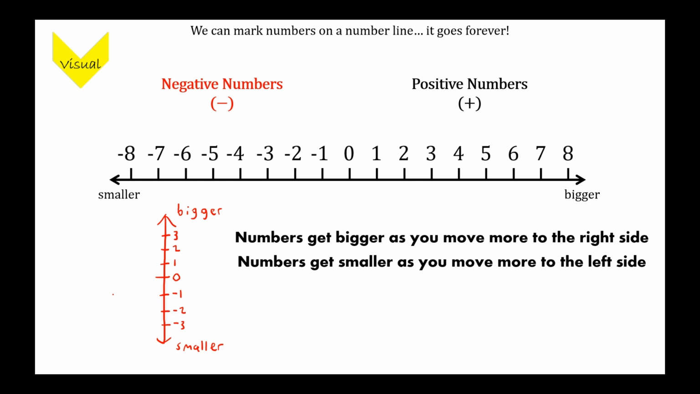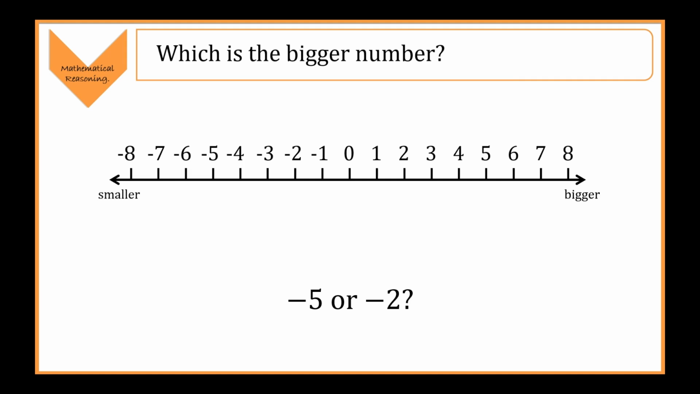Okay, now let's go over some examples. So this is our first example. It asks us, which is the bigger number, -5 or -2? Our first step should be to identify where they are on the number line. So on the number line, I have -5 and -2. Since we're told that if we move closer to the right-hand side, our number gets bigger, -2 would be the bigger number because -2 is closer to the right-hand side than -5 is. So -2 is the bigger number because it is closer to the right-hand side.